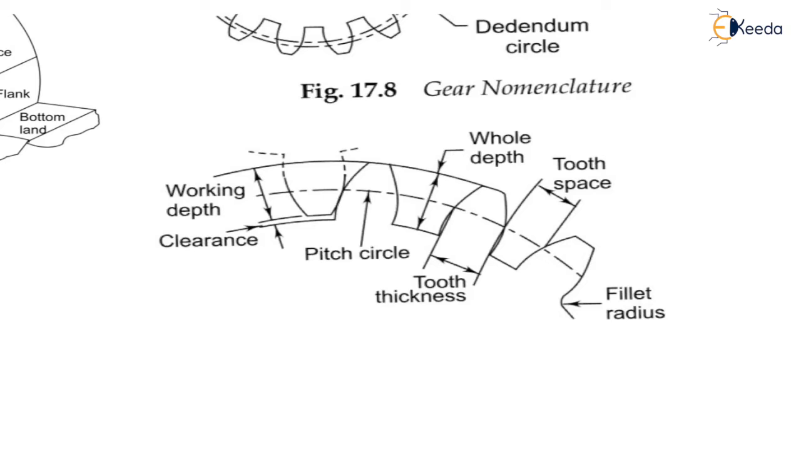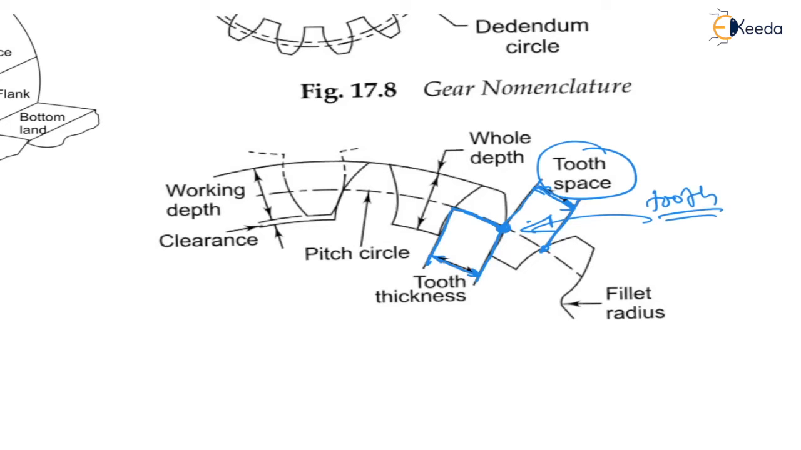Now at pitch circle, the thickness of tooth is called tooth thickness. You can see here, this distance at pitch circle is called tooth thickness, right? Therefore thickness of tooth is considered at pitch circle, which is nothing but an imaginary circle. And here the space between this point on the first gear or tooth and another point on the nearest tooth is called tooth space. Means in this tooth space, the tooth of another gear will enter.